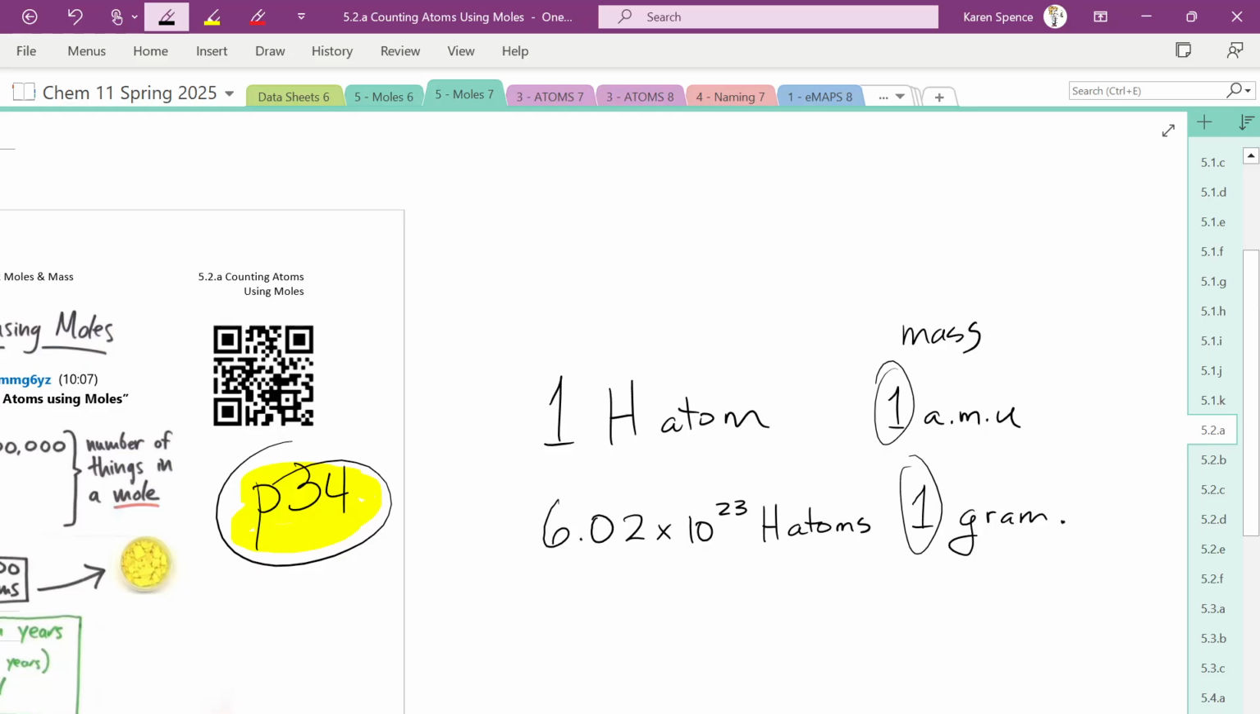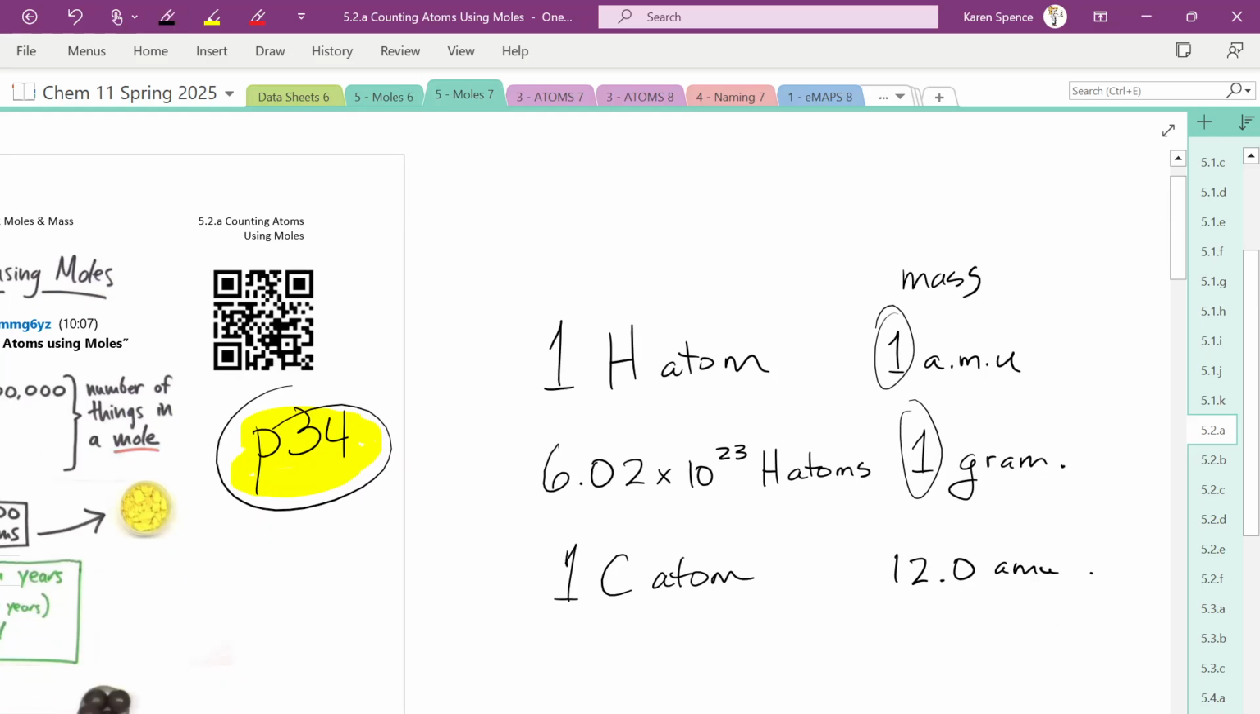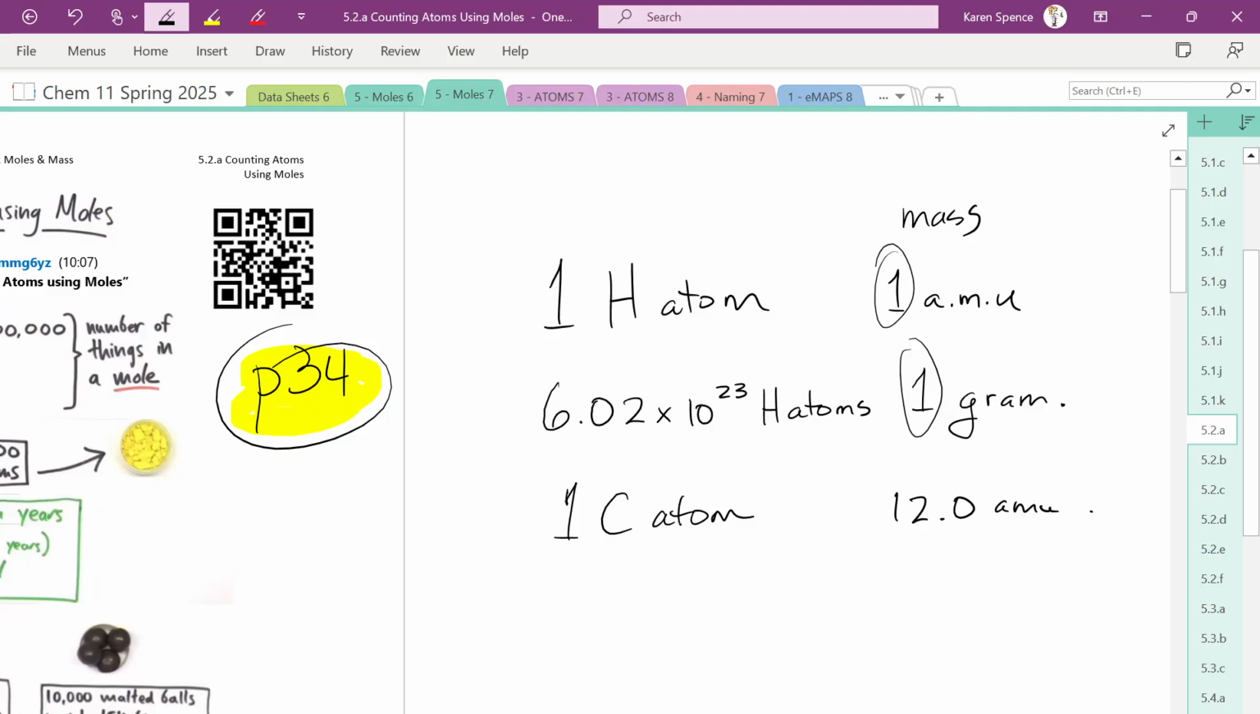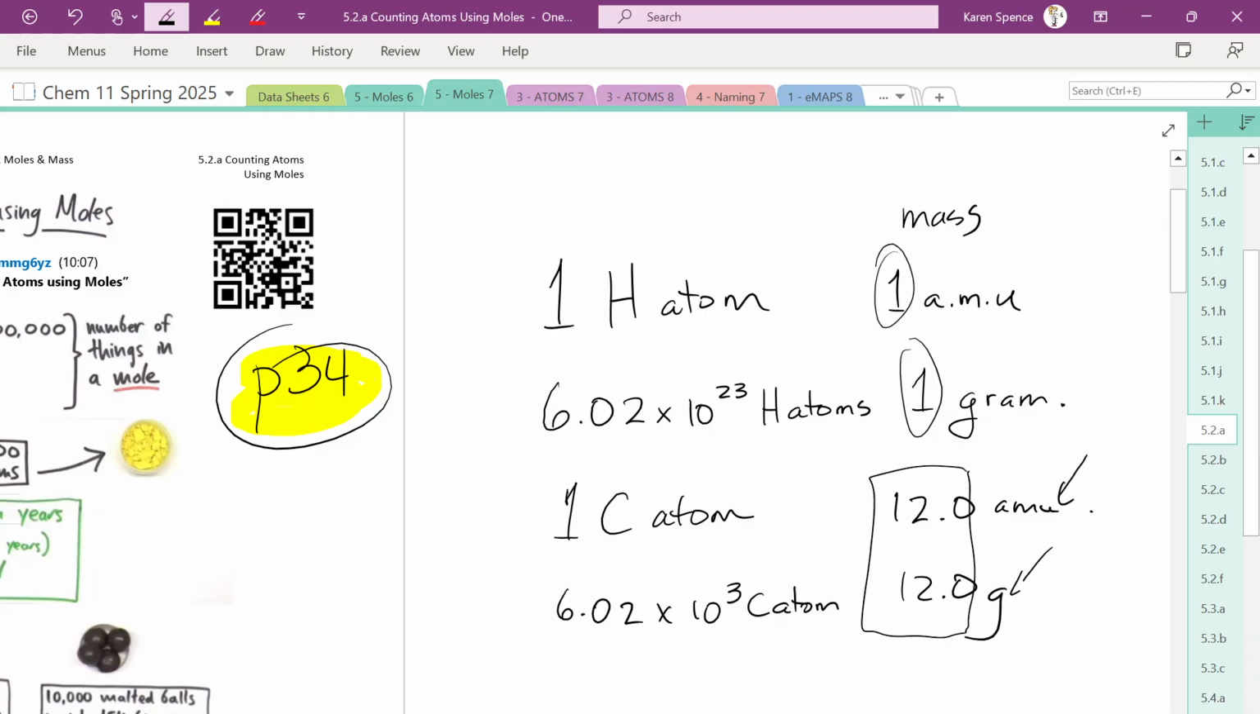They actually did it with carbon. They said, if I have 1 carbon atom, that has a mass of 12 AMU. Now, how many carbon atoms does it take to get to 12 grams? Well, that's going to be 6.02 times 10 to the 23 of them. And that's how they decided on the number 6.02 times 10 to the 23. It's the number that gets us to 12 grams, so that this number will be the same even though we're changing the unit.